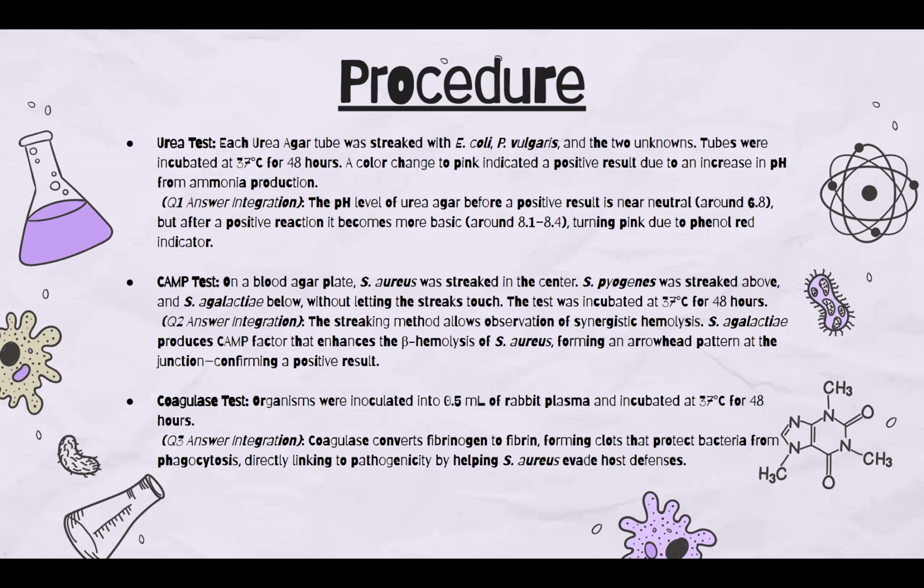As far as our procedure, the urea test, each urea agar tube was streaked with E. coli, P. vulgaris, and the two unknowns, 122 and 285. Tubes were incubated at 37 Celsius for 48 hours. A color change to pink indicated a positive result due to increase in pH from ammonia production. The pH level of urea agar before a positive result is near neutral, around 6.8, but after a positive reaction, it becomes more basic, around 8.1 to 8.4, turning pink due to phenol red indicator.